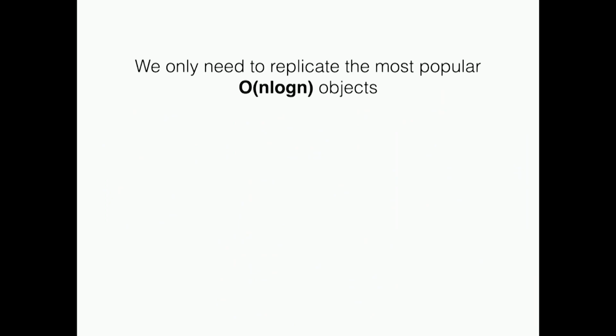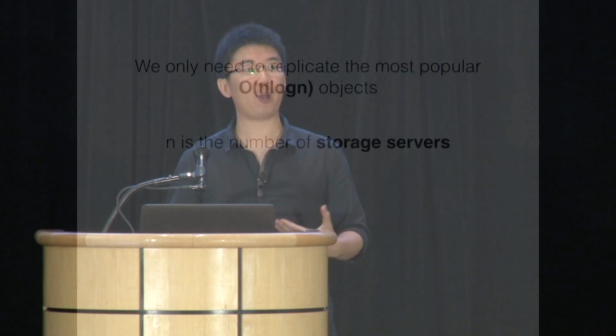The interesting observation we have in this work is that we only need to replicate the most popular n log n objects, where n is the number of storage servers, for us to have very good load balancing properties. After that, we can forward requests for these replicated objects to the least loaded server. And we prove in our work that it can give us very good load balancing with high probability. I have to note that this is a generalization of a previous result based on the caching approach.